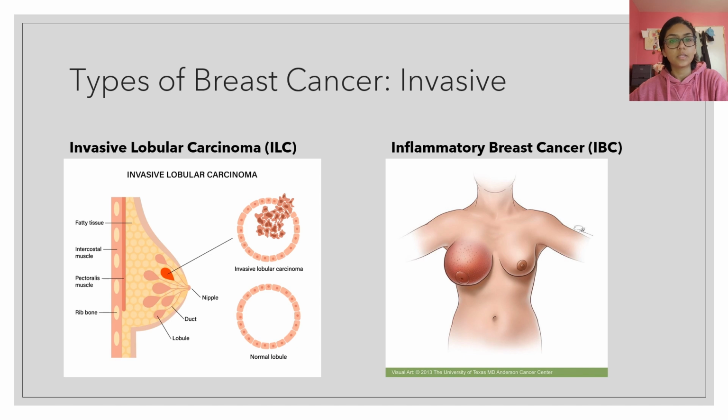And then the next one is inflammatory breast cancer, or IBC. It is considered very aggressive. The cancer cells enter and clog the lymphatic vessels, causing redness and swelling of the breast. It is not unusual for IBC to be mistaken for a breast infection.